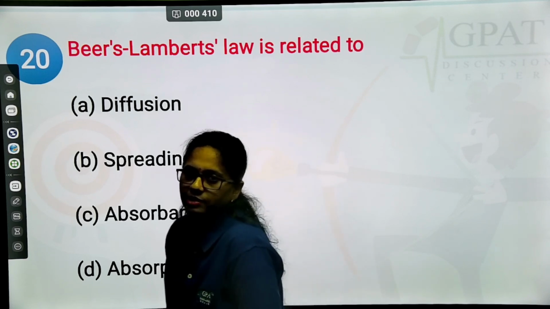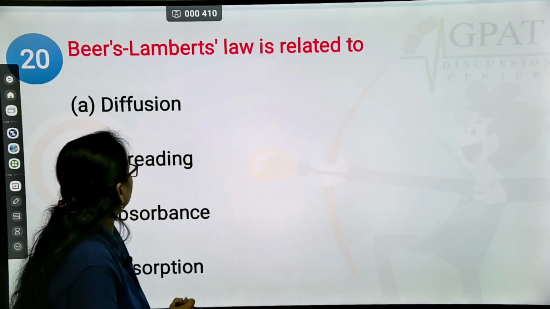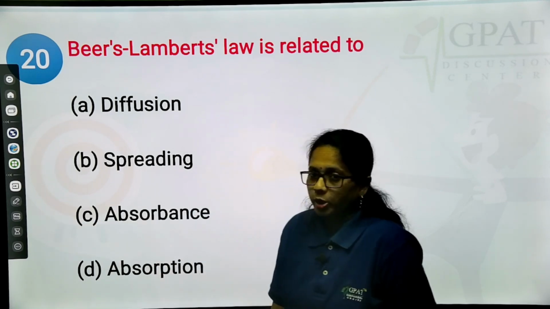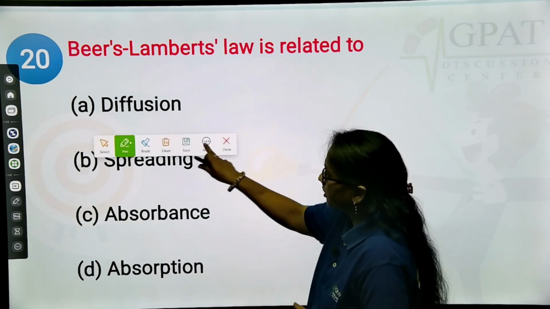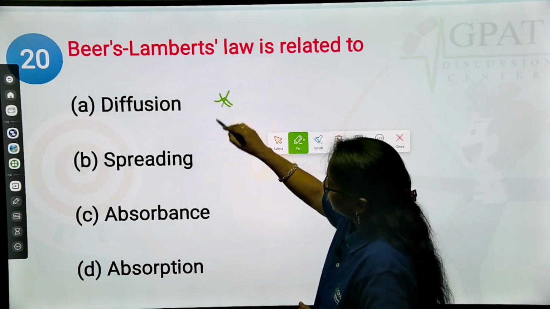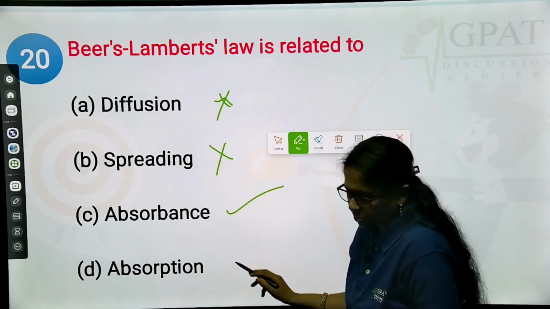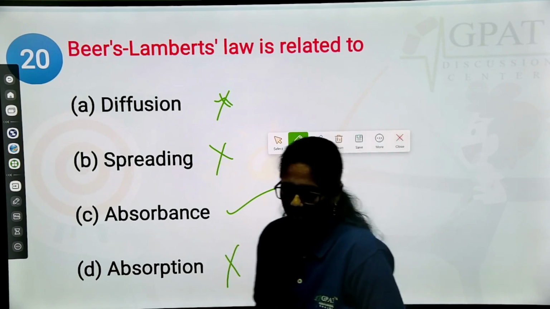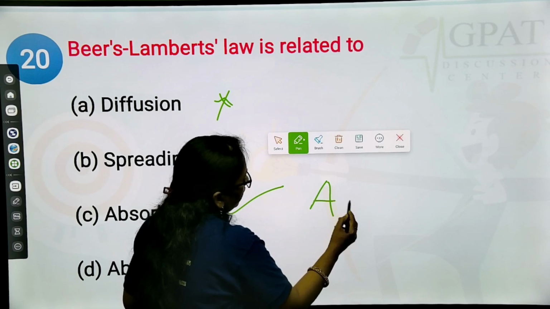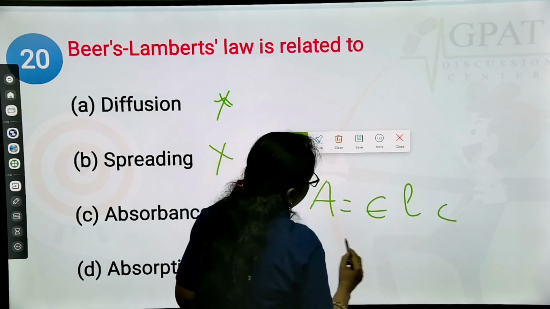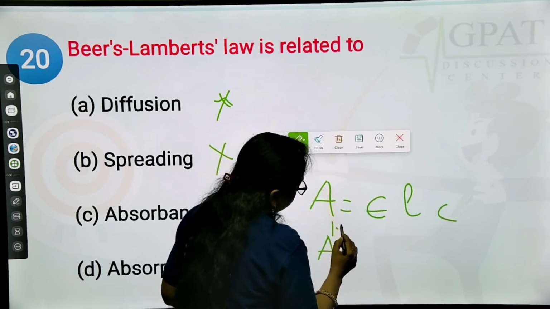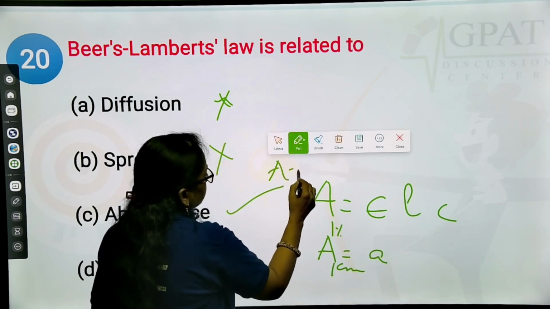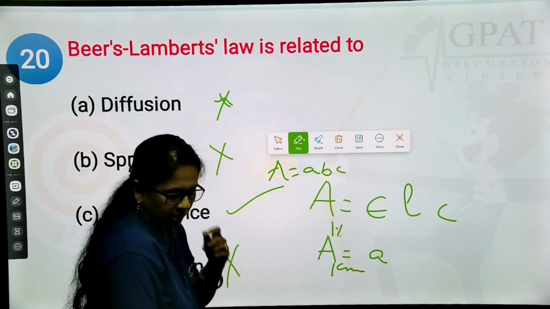Last question: Beer-Lambert's law is related to, we know that it gives you the absorbance, right? Options are given: diffusion, no; spreading, no; absorbance, right; absorption, no. Absorption is not going to be the right answer. C is the right answer. According to Beer-Lambert's law, A equals epsilon into L into C, or A equals A(1%, 1 cm), that means A equals small a. You can write A equals ABC also.